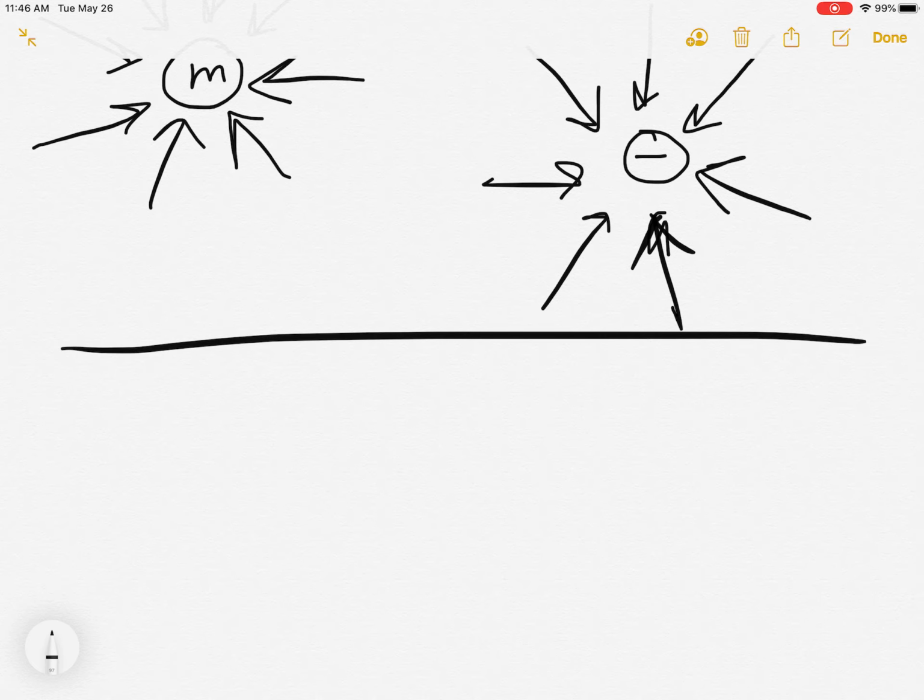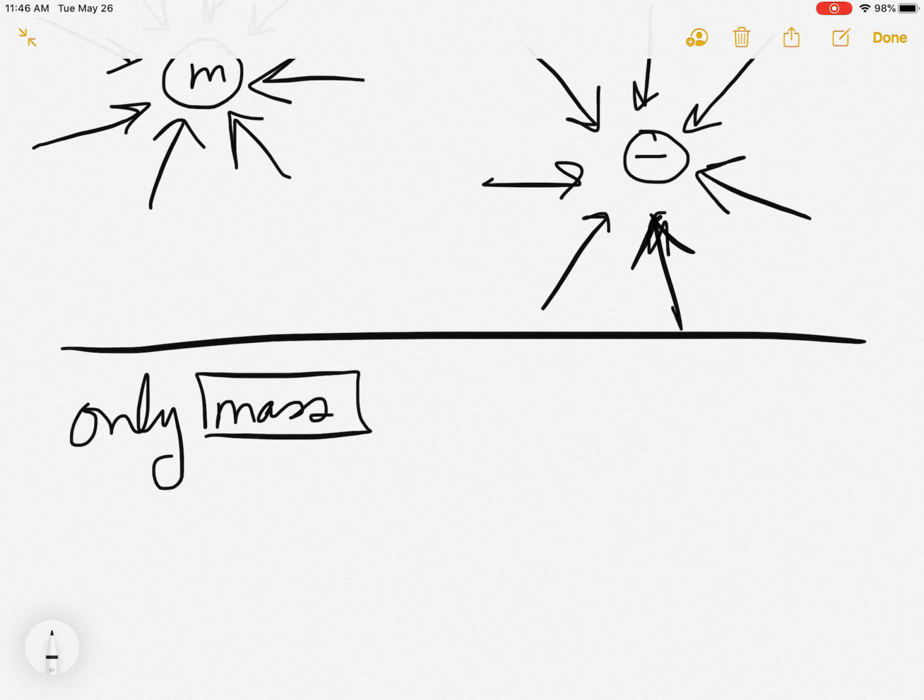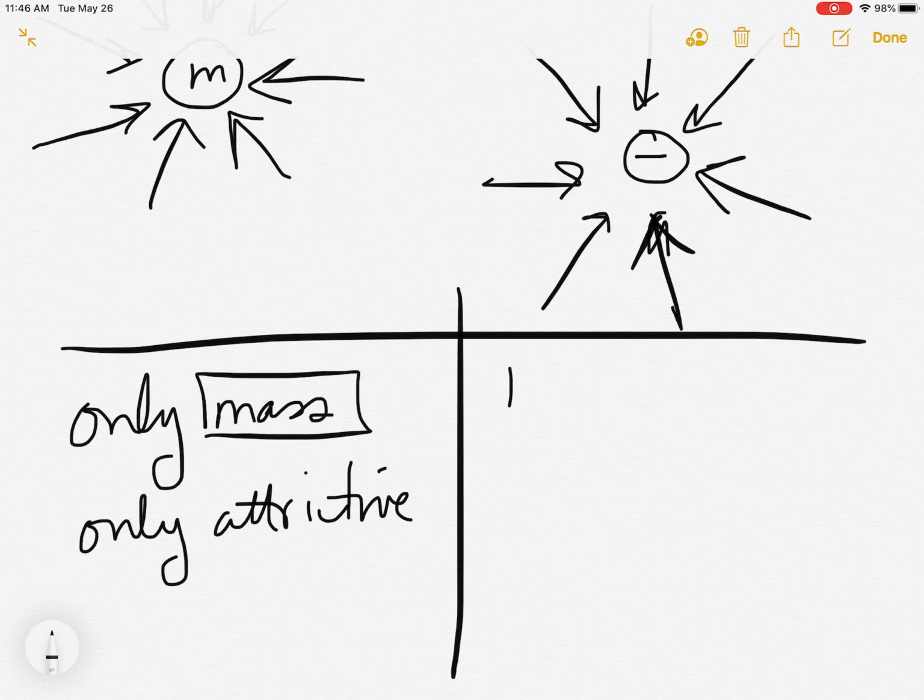But there is one key difference, and that is with gravity, there's only mass. And because there's only one form of mass, in other words, there's no different kinds of mass, there's just mass. And so what happens is all mass is attractive, and so these fields are only attractive. They only cause things to force together, to be pushed together. There's no repulsive pushing away.